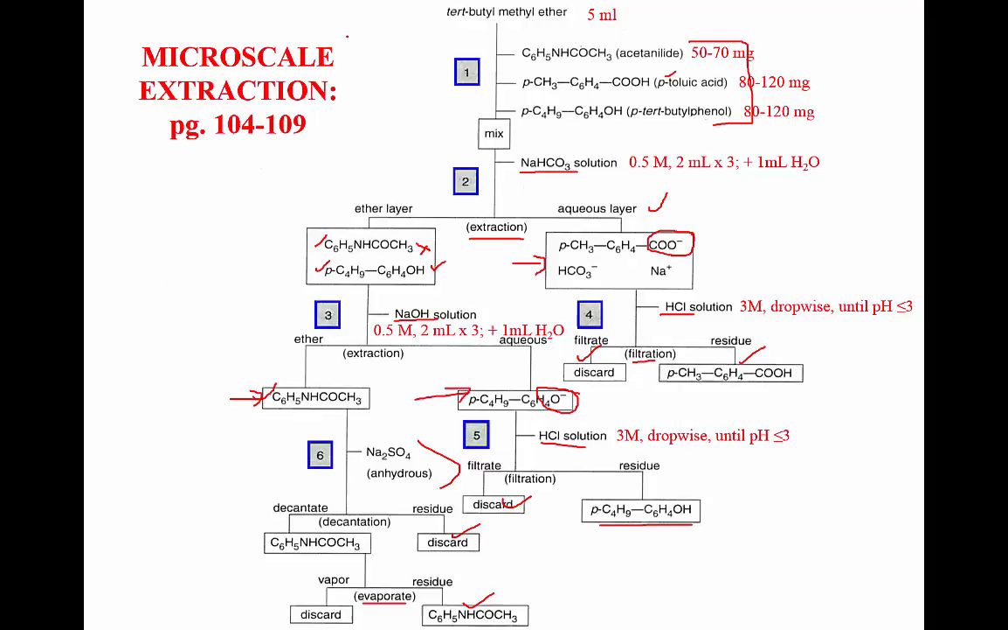Now be aware when you do this, the method you're going to use is the microscale. You're given a microscale and a semi-microscale. Use the microscale extraction, which I believe the numbers may be different in the book you have. In the book I have, it's pages 104 to 109. Don't worry about page numbers, just find where the microscale extraction is.